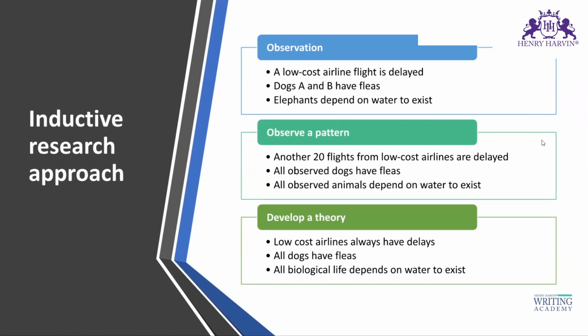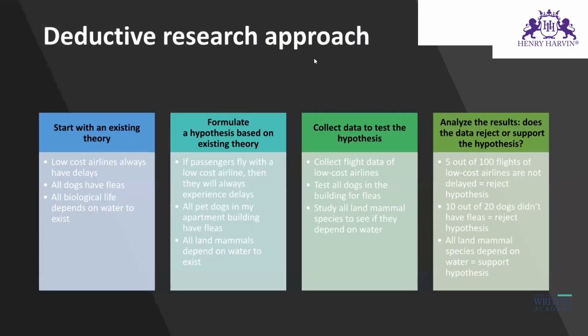Okay, now let's come to the next one, the deductive. Now, this is a kind of reverse process from the inductive one. So, what does it do? It starts with an existing theory, the theory that is already there. So, the theory was that low cost airlines always have delays, all three statements, the theory that was made. So, it started from there. Based upon it, it made a hypothesis. So there was a conditional statement also attached to it. You cannot just give a general statement. You should have some condition attached to it.